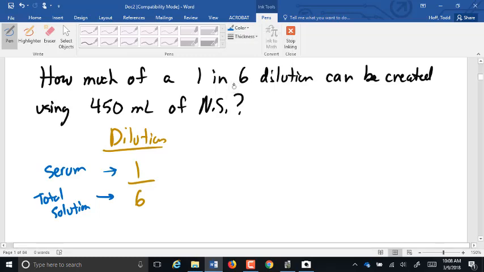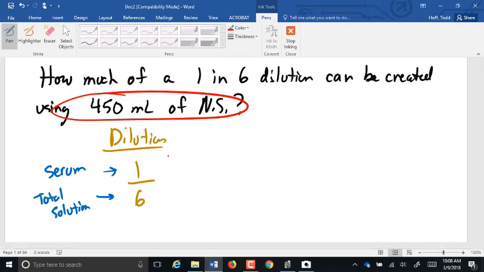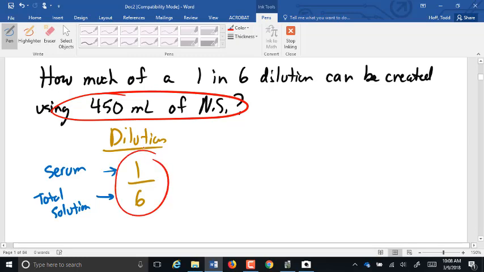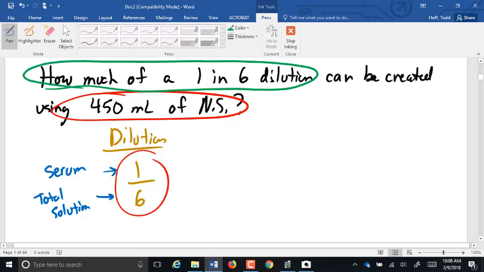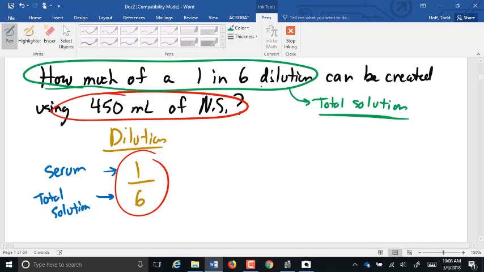Well, the only amount we're given in the problem is the amount of saline. That doesn't represent either one of those numbers. So here I can't use this ratio because neither one of those amounts is given in the problem. But I can create a new ratio. Now I want to know how much of the dilution, right? So am I looking for the amount of serum or the total solution? Remember, whenever we say the amount of the dilution, that is the amount of the total solution that's referring to. So how much total solution can be created?